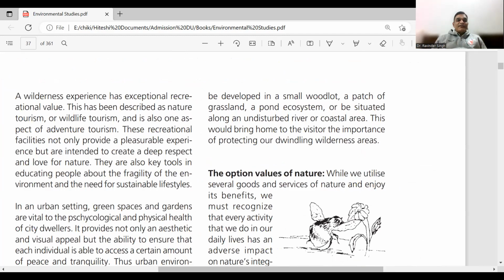A wilderness experience has exceptional recreational value. This has been described as nature tourism or wildlife tourism and is also one aspect of adventure tourism. These recreational facilities not only provide a pleasurable experience but are intended to create a deep respect and love for nature. They are also key tools in educating people about the fragility of the environment and the need for sustainable lifestyles.